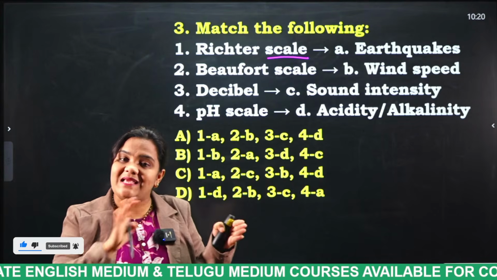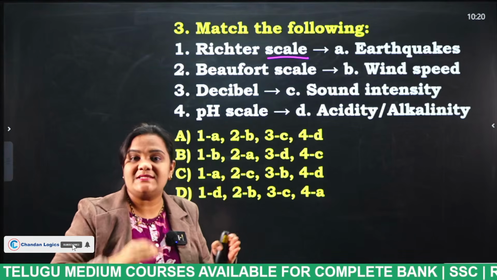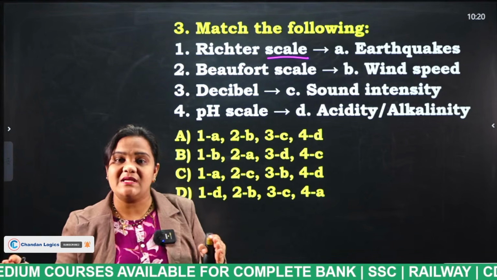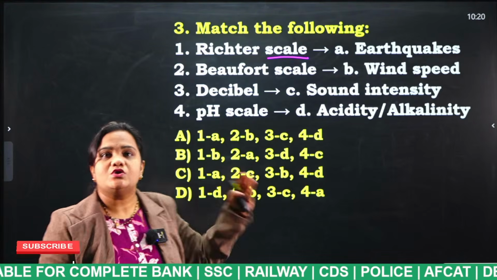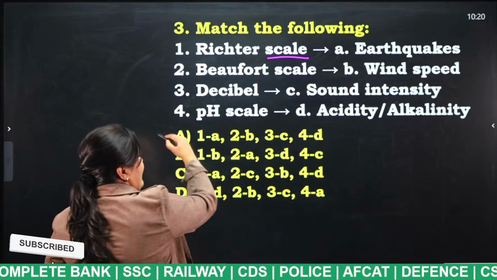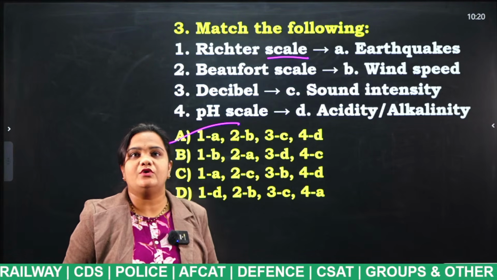If pH is less than 7, we decide it is an acid. If pH is greater than 7, we decide it is a base. If it is equal to 7, we decide it is a neutral solution. So what might be the answer, students? A, B, C, D. Clear? Done? Okay, very good.